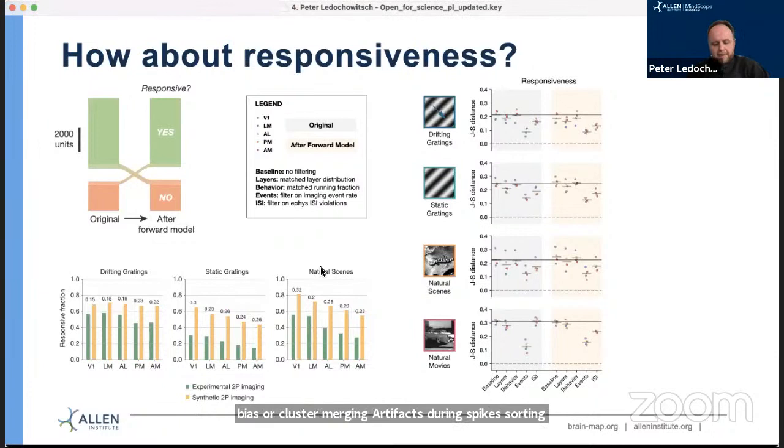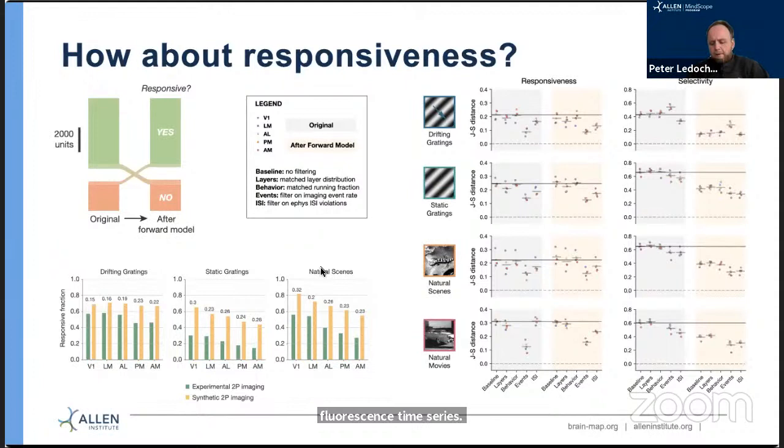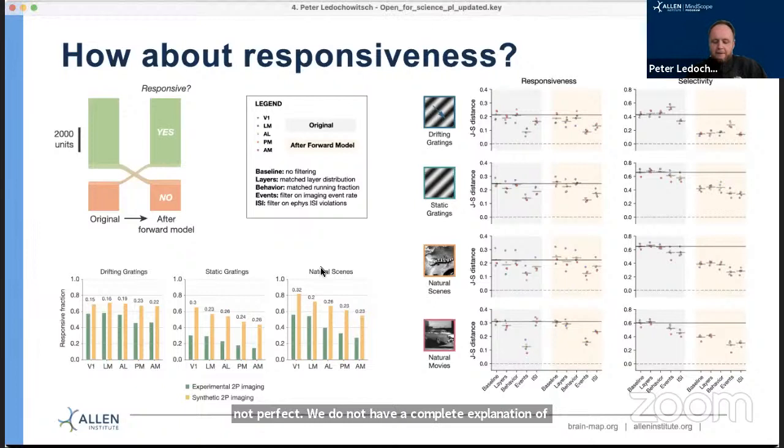Overall, and across multiple stimulus classes, the combination of forward model, selection for highly active neurons in 2P and less contaminated neurons in EFIS results in the closest distributional matches across modalities. The Jensen-Shannon distances are still not zero, though, so the matches are close, but not perfect. We do not have a complete explanation of the residual discrepancies, but a partial explanation might be that the real two-photon calcium data may contain signal not fully captured by the forward model.